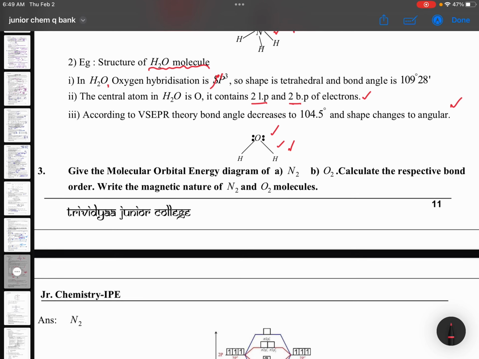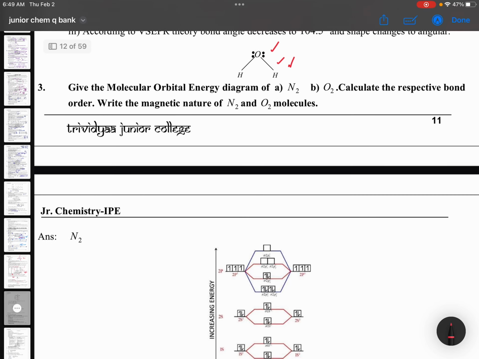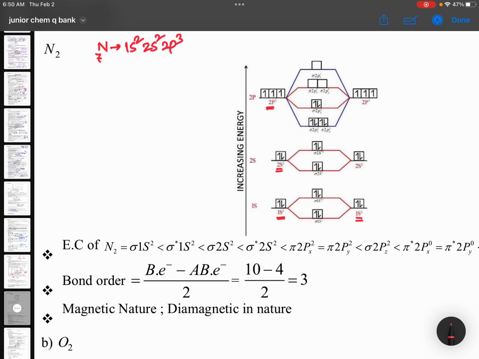Correct. Coming to the molecular orbital energy diagram of nitrogen and oxygen, calculate the respective bond order, write the magnetic nature of N2 and O2 molecules. Very, very important. See here how it is going to be. Nitrogen atomic number is 7. Electronic configuration is 1s2, 2s2, 2p3. That you are writing here. 1s2, 2s2, 2p3. Similarly, it is again 1s2, 2s2, 2p3.